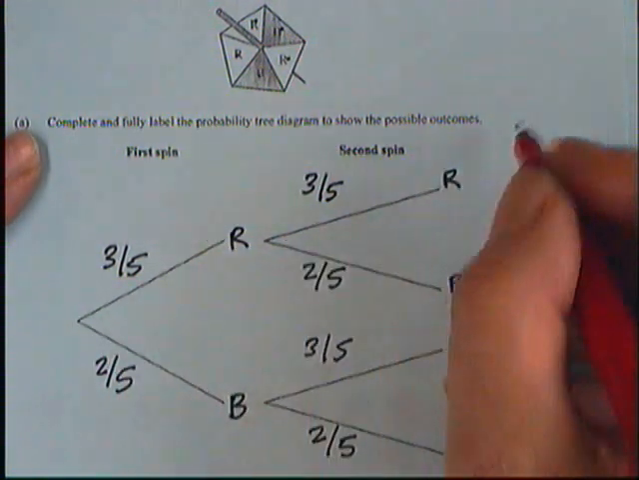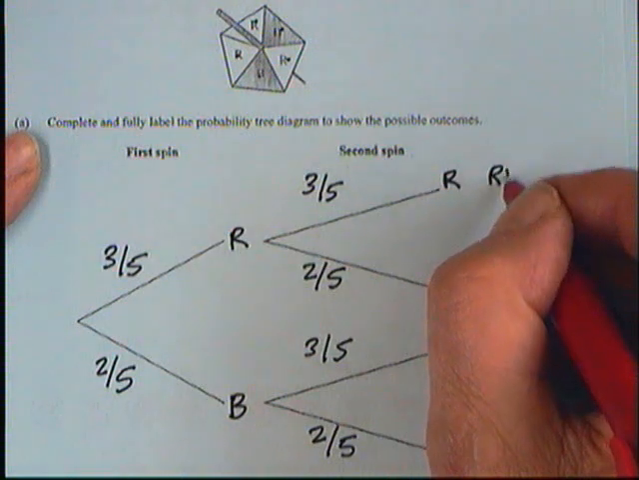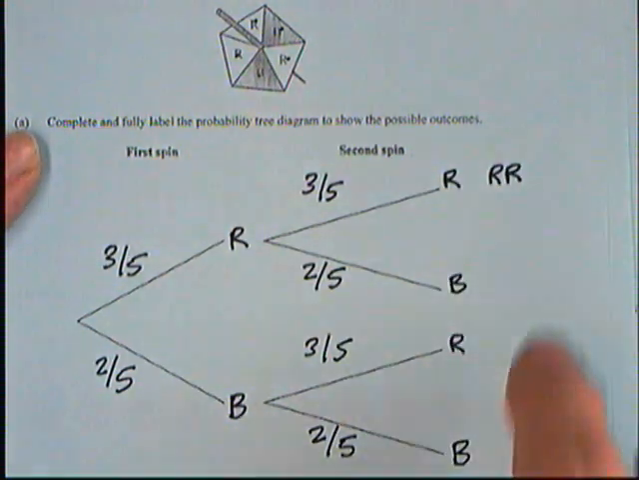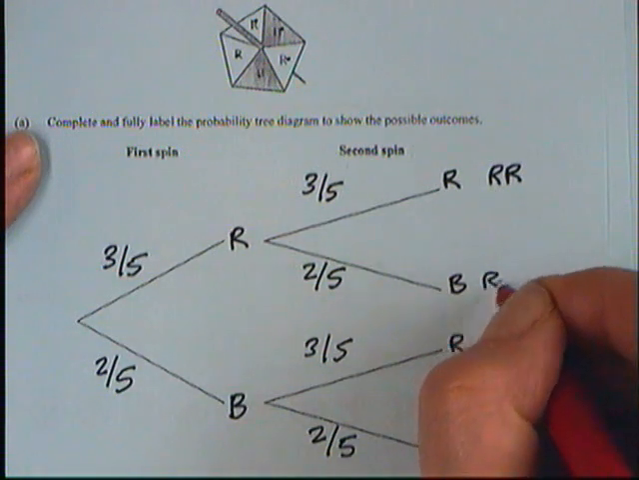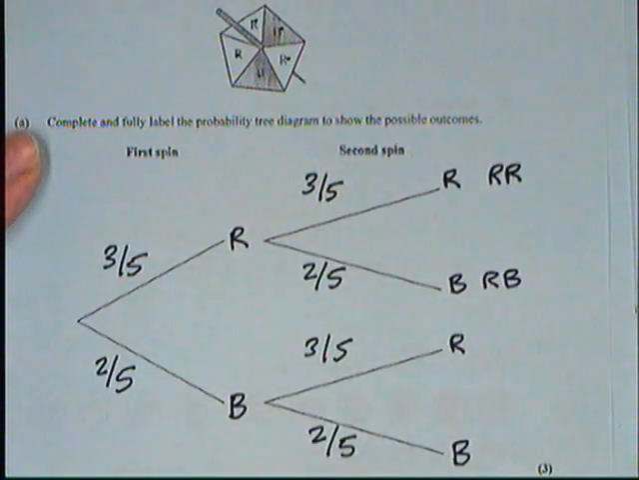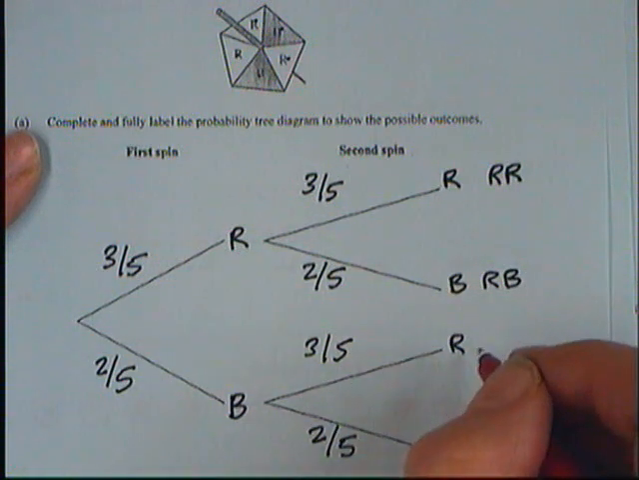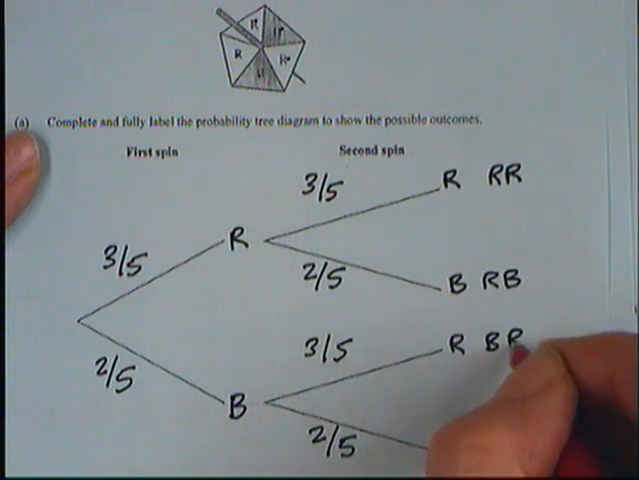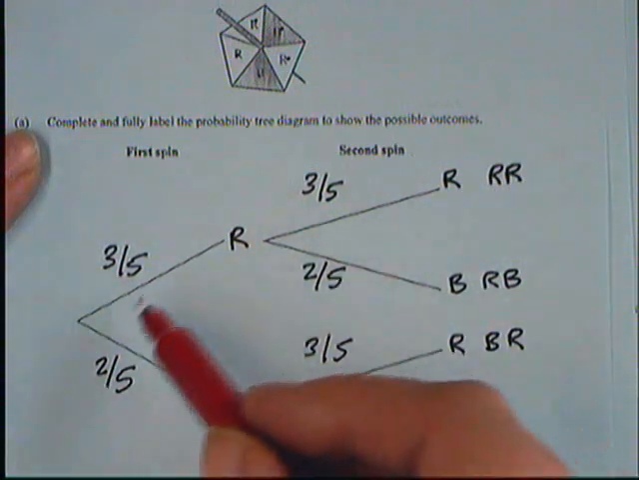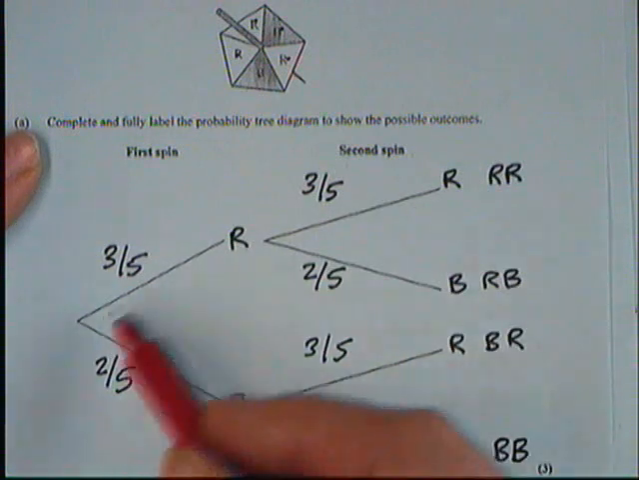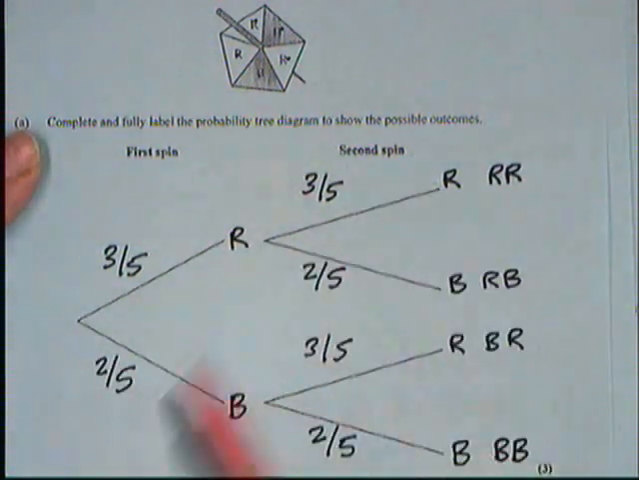Now if I were to follow this path up here, after having spun the spinner twice, I would have 2 reds. Here I would have a red followed by a blue. Here I would have a blue followed by a red, and this outcome would be a blue followed by a blue. Now when you're working out the probabilities, you multiply the fractions going up there.